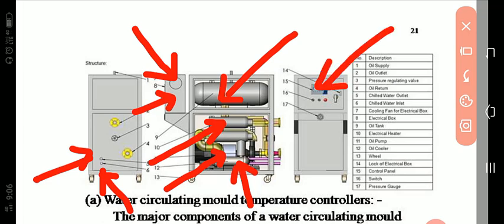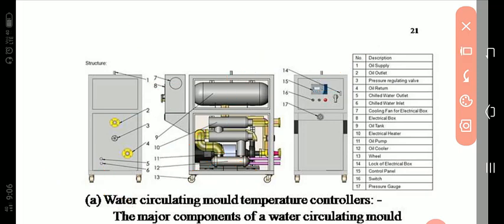So it consists of oil supply, oil outlet, pressure regulating valves, chilled water outlet, chilled water inlet, cooling fan and electrical box, electrical heaters, oil pump, oil cooler, and control panel.